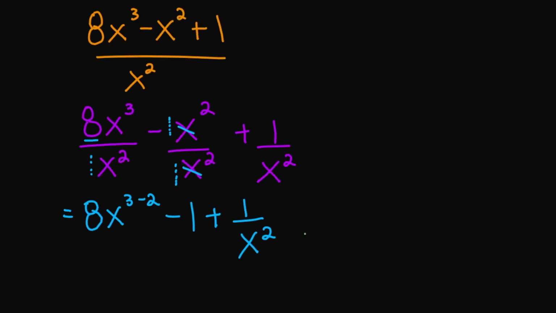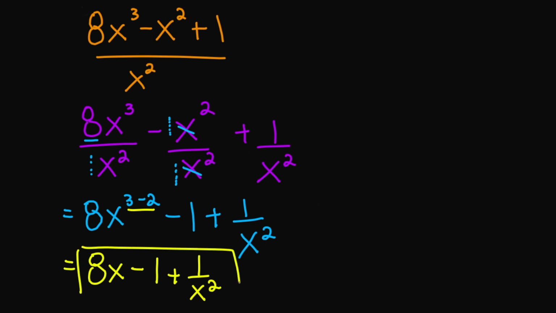Let's go ahead and clean this up just a little bit. So we have 8x, 3 minus 2 is 1, and then minus 1 plus 1 over x squared. And this is your final answer.